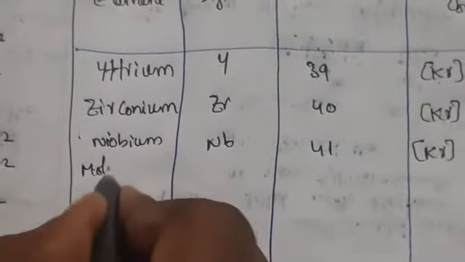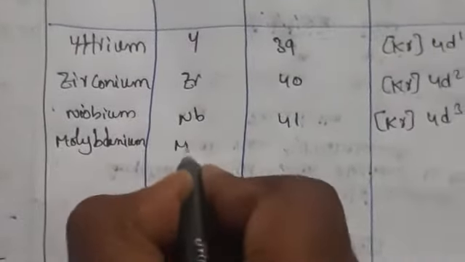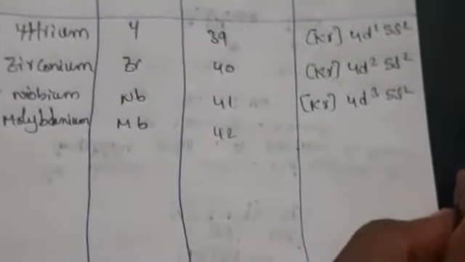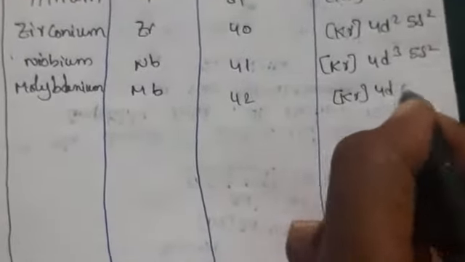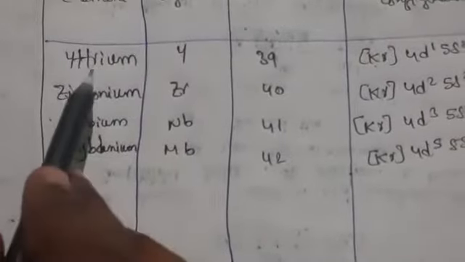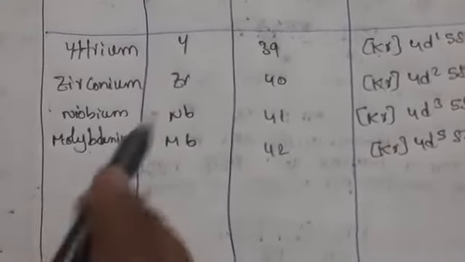Next one we are having molybdenum, symbol Mo, 42. It is having the same kind of configuration as chromium. So krypton 4d5 5s1. So first one yttrium, zirconium, niobium, molybdenum.